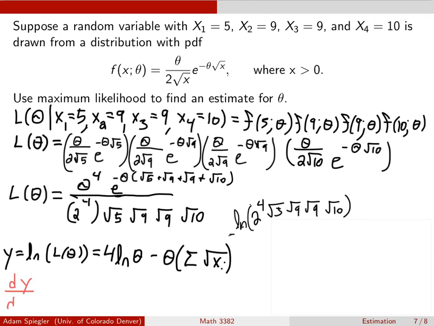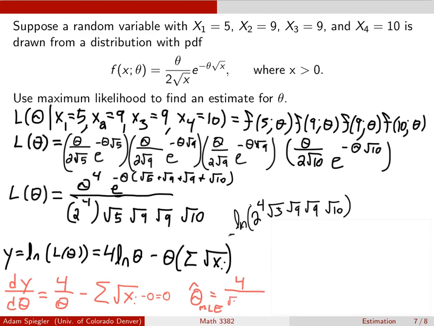And now we're going to take the derivative of that with respect to theta to figure out when this derivative is 0. So the derivative of the first term would be 4 over theta. This term would just have a derivative of minus 1, so I would get minus 1 times the sum of the square roots of our x's. And then when I take the derivative of this, there's no theta in here, so this is a constant as far as theta is concerned. So finally, we would want to solve for theta after setting this equation equal to 0.